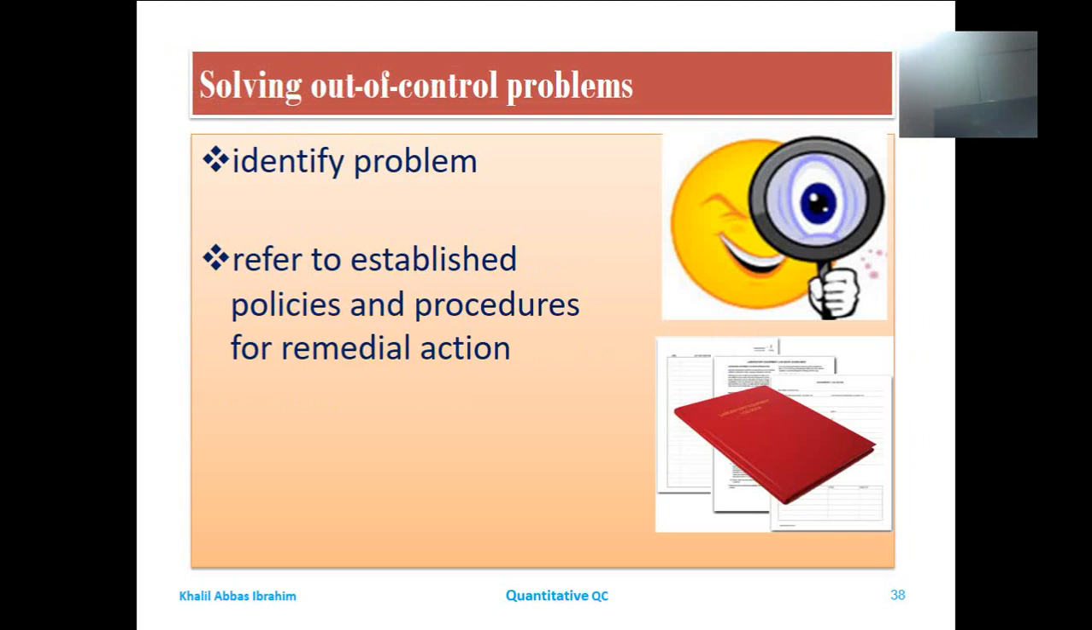To solve out-of-control problems, first of all, as we said, identify the problem. To identify the problem, sometimes you may need to verify with very clever and close observation to point out the problems. Then, after you identify the problem, to set the procedures and corrective actions, you need to refer to the established policies, as those policies include the corrective actions to be adopted in the facility or in the laboratory, the established policies and procedures for remedial actions.